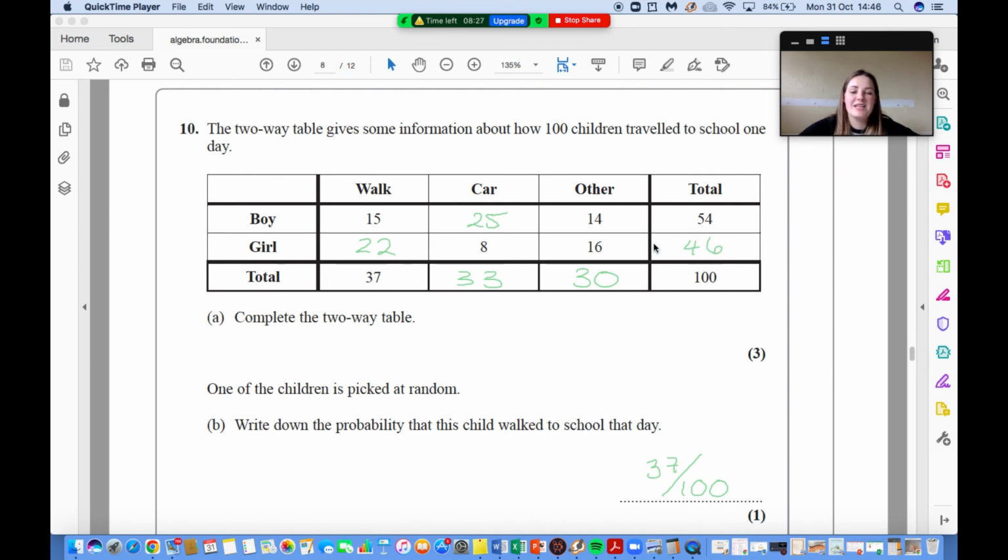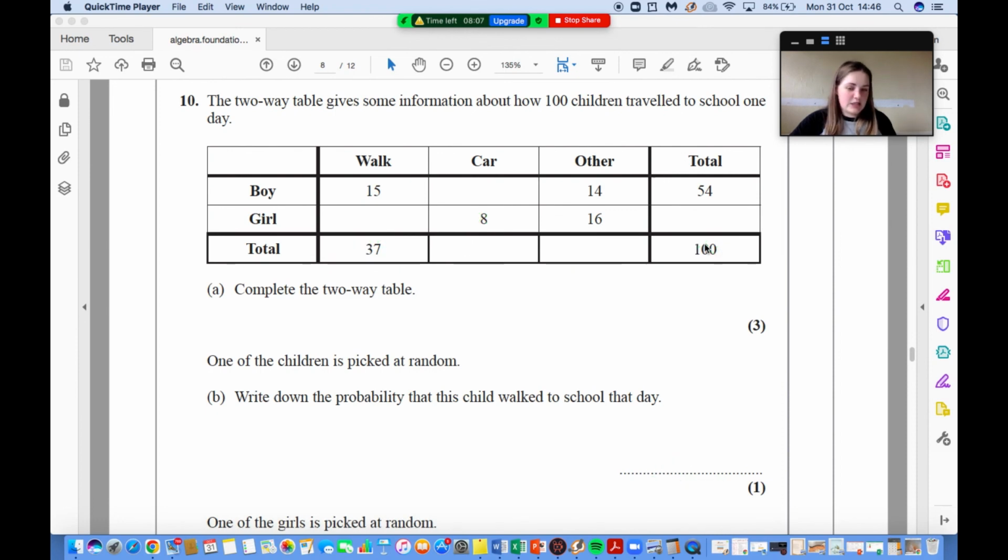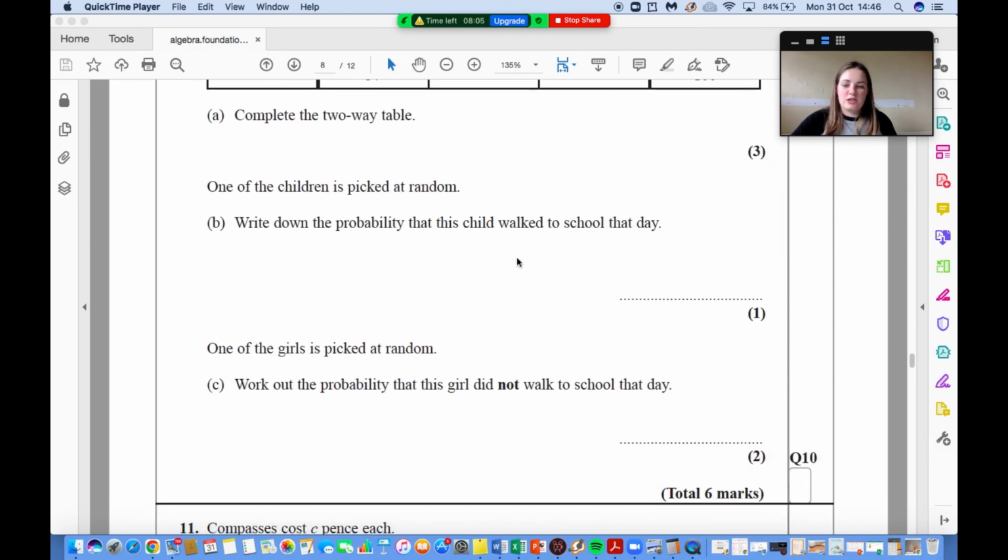The probability that she did not walk to school, so you need the car and the other, so 8 add 16 is 24. So that'd be 24 out of a total of 46 girls, because you want only the girls. It's only asking you for the girls in that question. Let me just go down to that last question so you can see. The probability that she did not walk to school was 24 out of a total of 46.